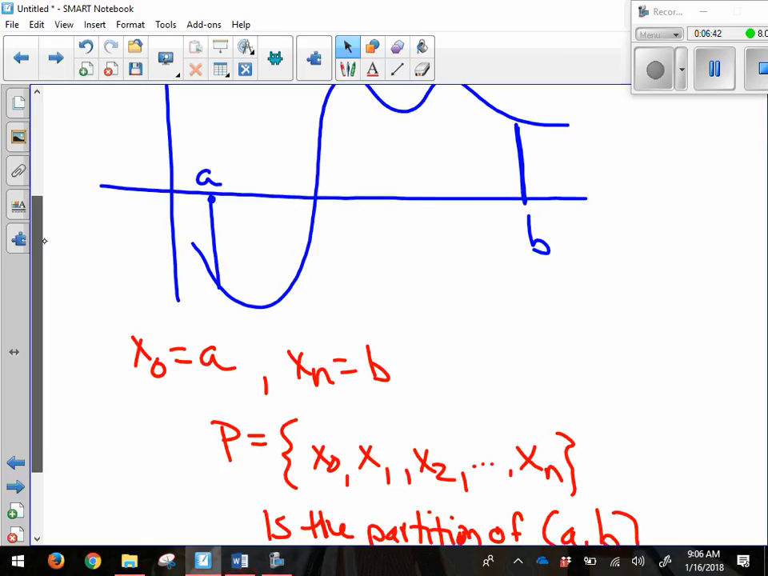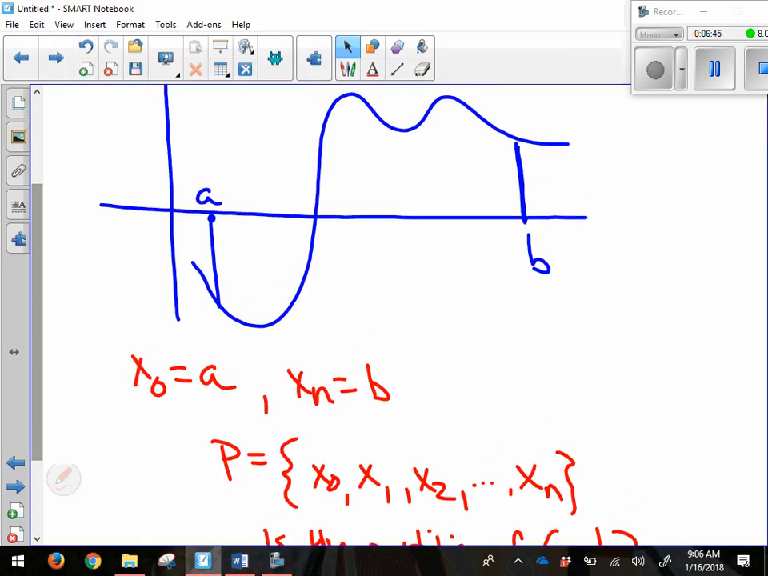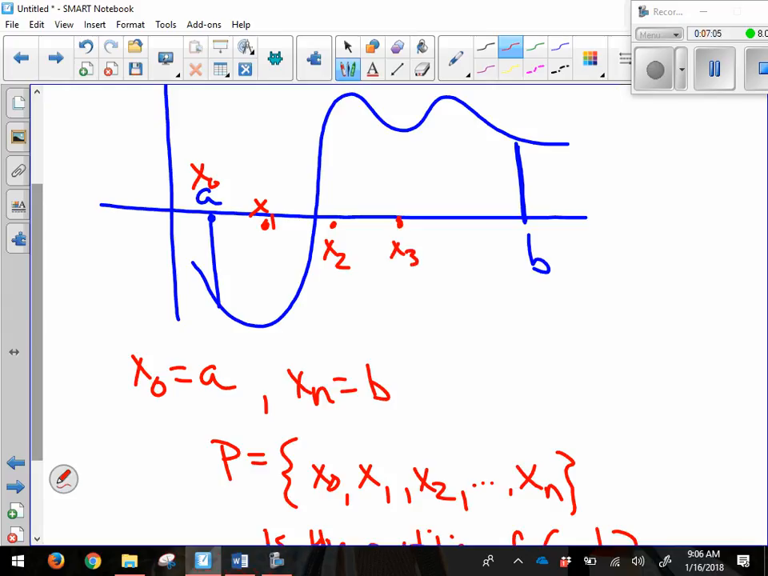Okay, so if I go back up to my graph and I pick all my points, this one's going to be x0. I'm going to let this be x1. I'm going to let this be x2. I'm going to let this be x3, and I'm going to let this over here be x4. They don't have to be evenly spaced. Okay? Those are kind of evenly spaced, which I regret.